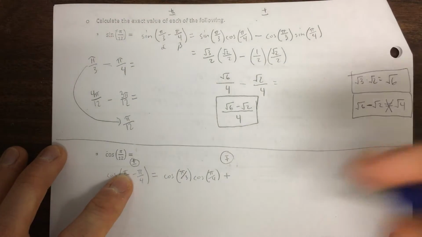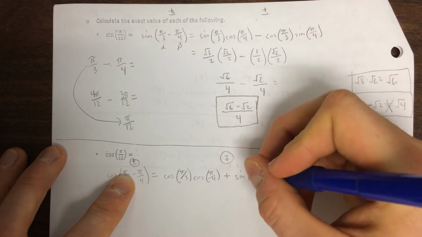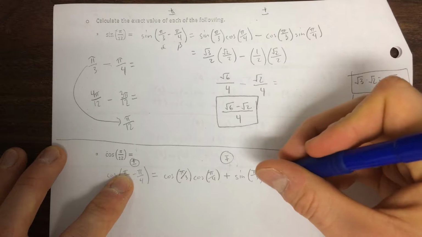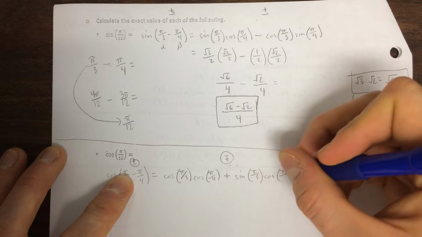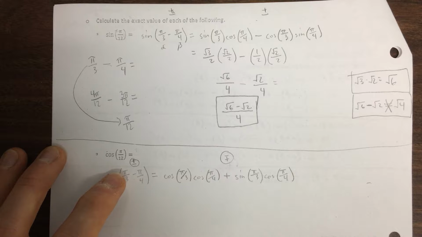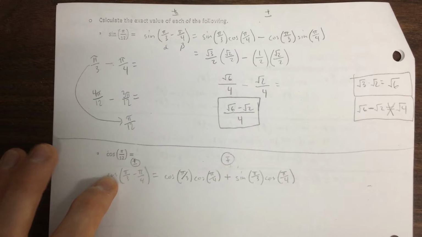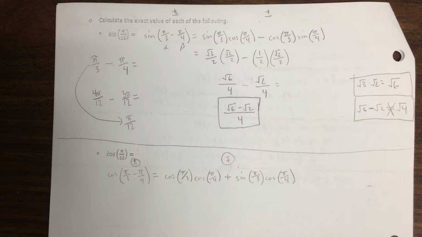And then we continue filling out the formula. Sine pi over 3 cosine at pi over 4. Okay. So again, be careful, especially with cosine. You can get lost there if you're not careful with the formula. A lot of people, that's the biggest mistake I'm seeing.